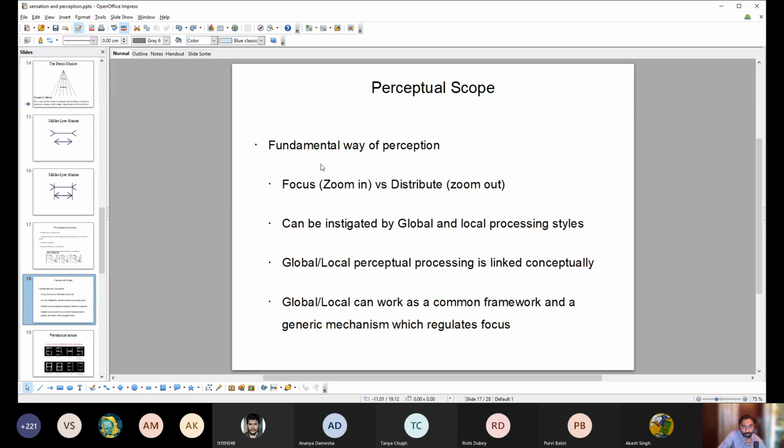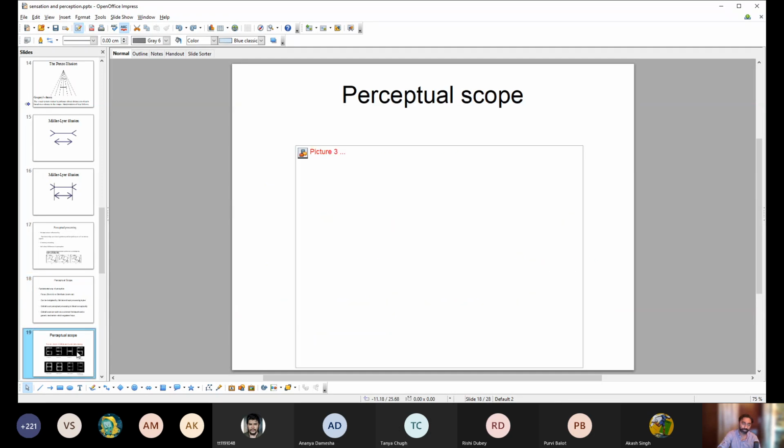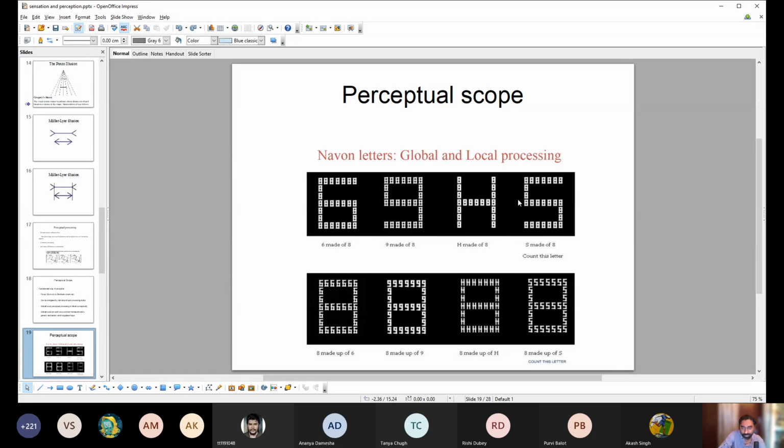Let's move on. The other thing that happens in perception is, think of it as a light. You can zoom in or you can zoom out. That's why it's sometimes called focused perception or distributed perception, which is linked to a global or a local style of processing. Again, I'll skip all the theory part, but there's an example given by David Navon. Navon was the first person who created these letters, that's why they are called Navon letters.